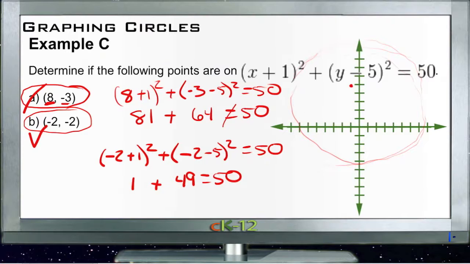We'll put our little xy graph back out there for just a second. Negative 2, negative 2. This point is actually on my circle, so you can see my sketch wasn't very accurate. Now there's a big surprise, I know. But that point right here is actually on the circle if we were to graph it accurately. There we go.